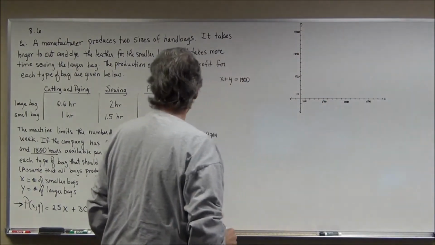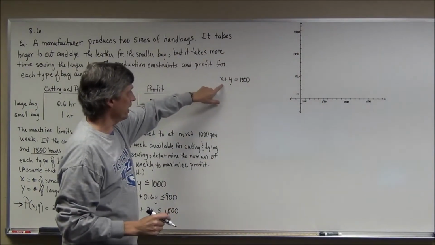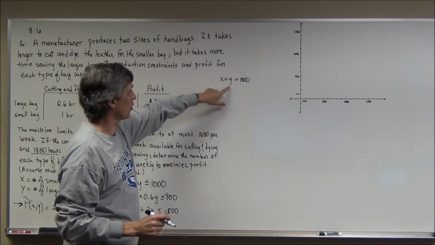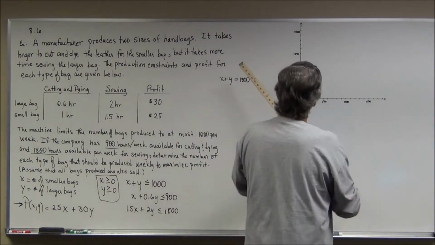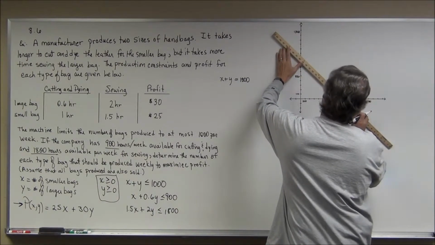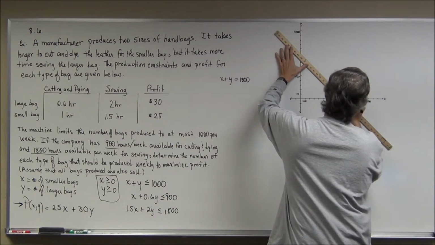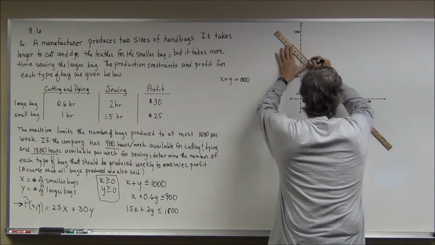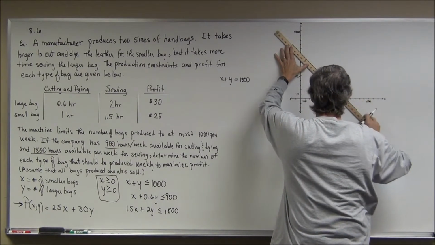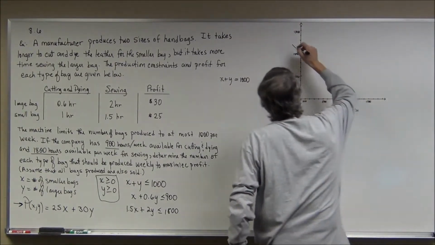Alright, so now I'm going to graph this line. Now this line has an x-intercept at (1,000, 0), and a y-intercept at (0, 1,000). So I'll do this one in black here, and it's going to go through these two key points right here and right here. Okay, draw the line here.